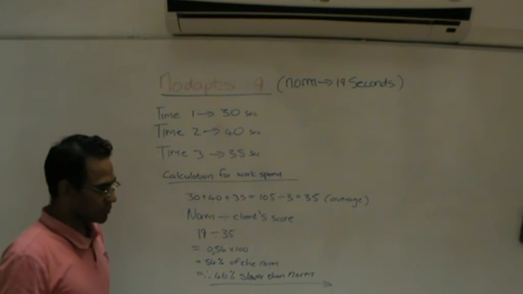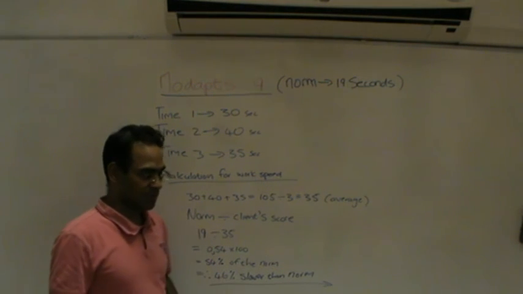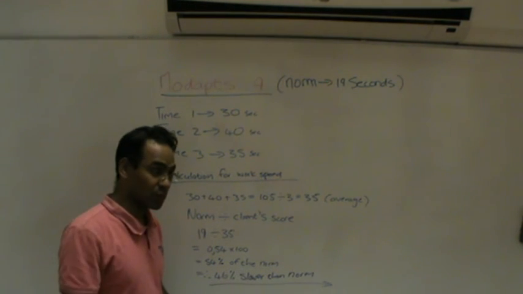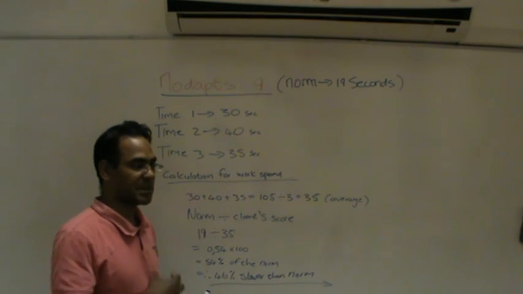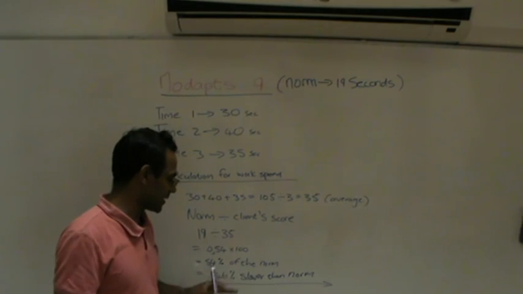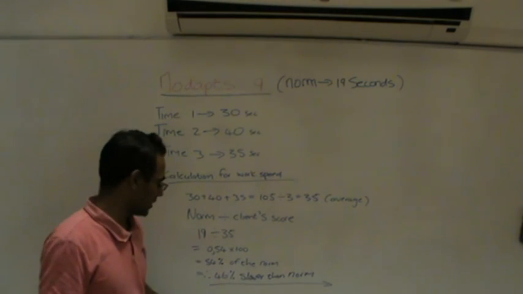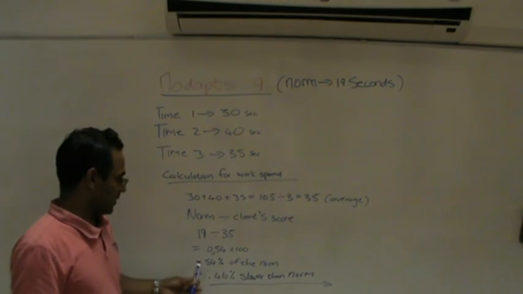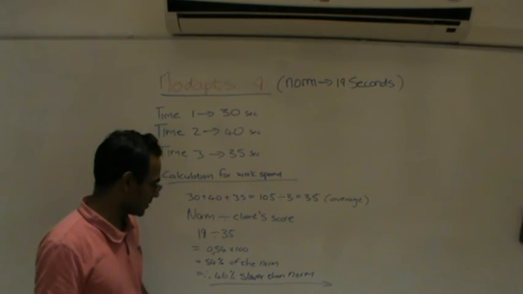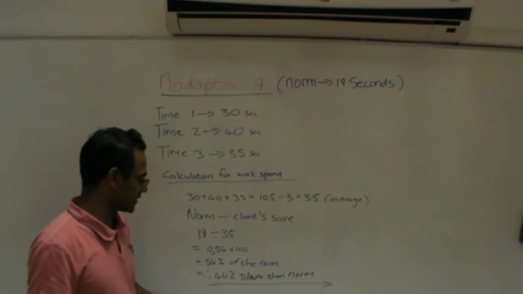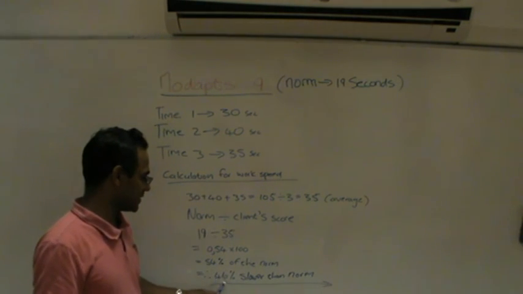So in your report, you need to demonstrate to the doctor or the referring agent how much percent slower your client is, right? Or how much percent better than the norm your client is. In this case, your client is slower than the norm. So you will simply say 54% minus 100%, right, gives you 46%. So your client is 46% slower than the norm.